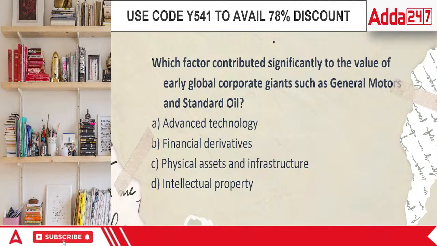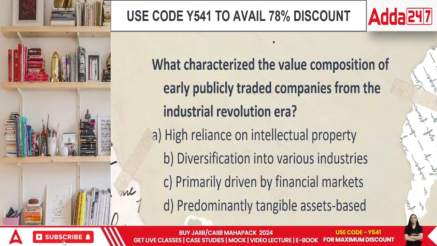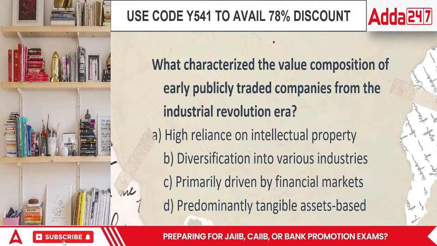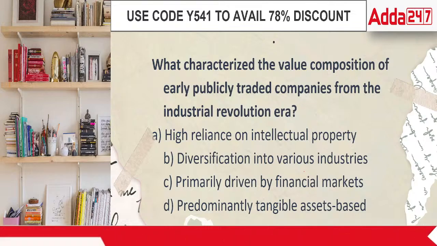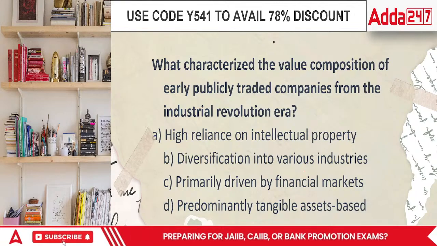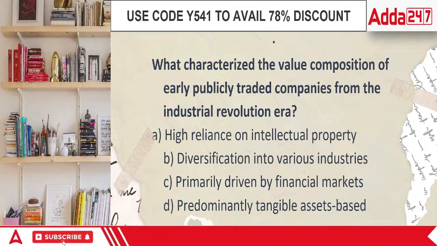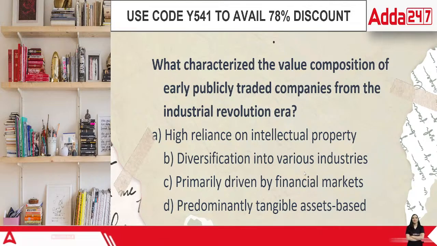Acha, this is something which we have done already. Next question, everyone. What characterized the value composition of an early publicly traded company from the Industrial Revolution era? When we talk about the Industrial Revolution, every country has gone through this. India faced it later, and if we talk about the English era, it came long back, right? High reliance on intellectual property, diversification into various industries, primarily driven by financial markets, or predominantly tangible assets based. What would be the answer in this case, everyone?